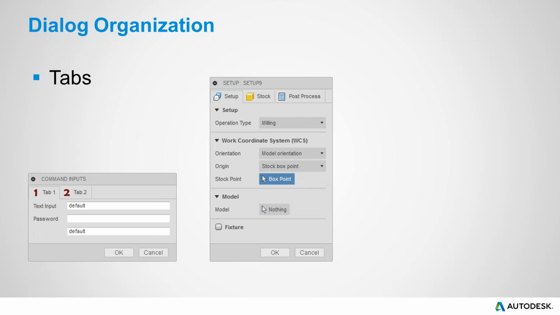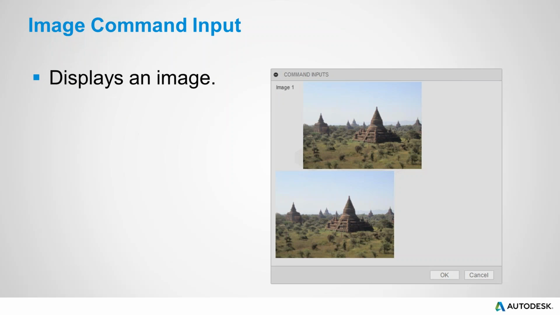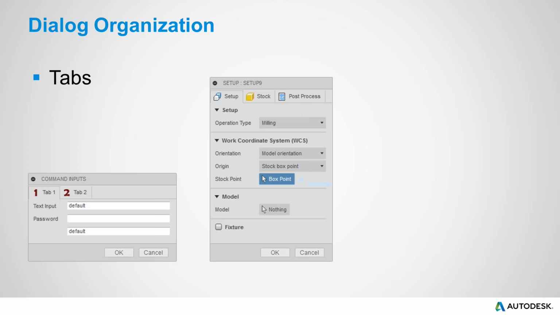And so those are really all of the different types of inputs that we support right now. And then there's some ways to organize your dialog. So you can create tabs. This first dialog is one I created with the API. So I've got two tabs.